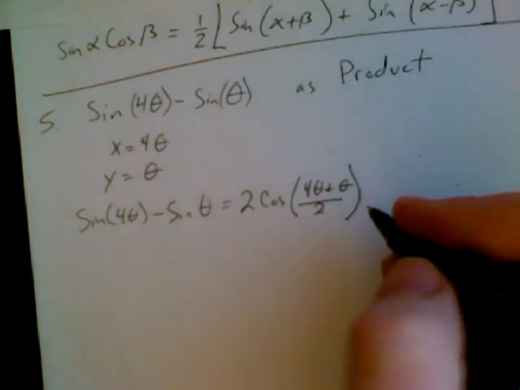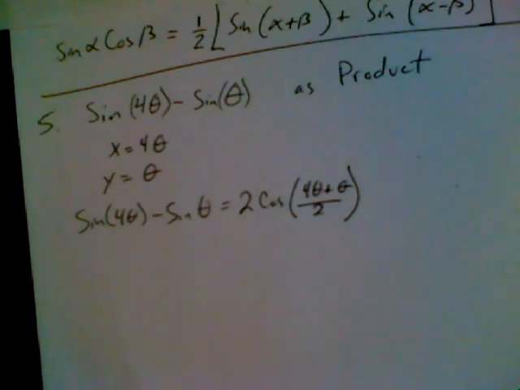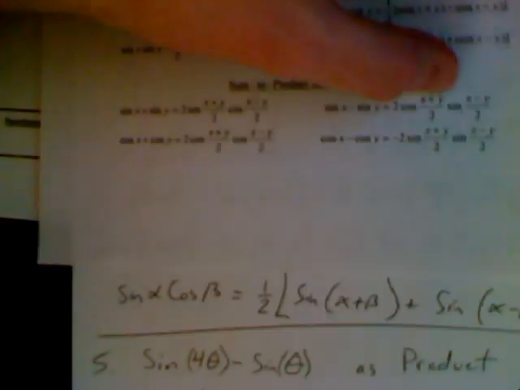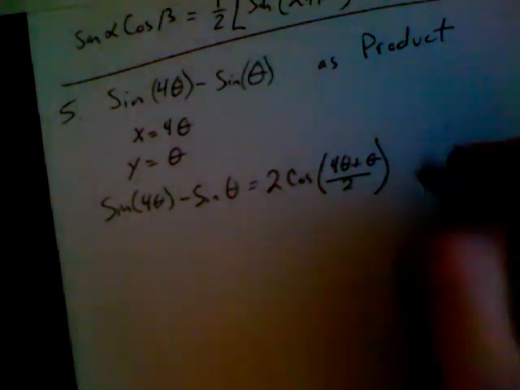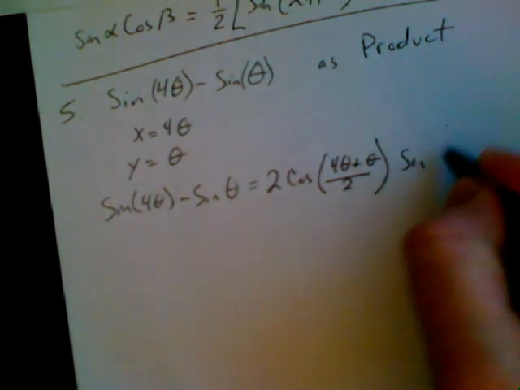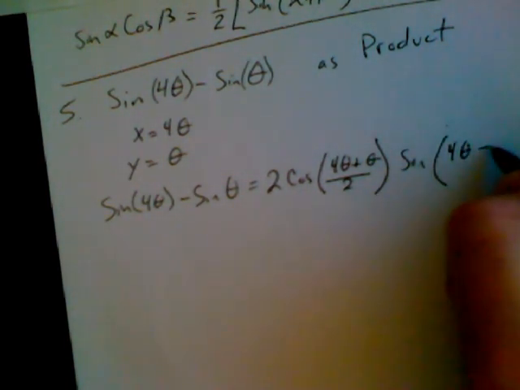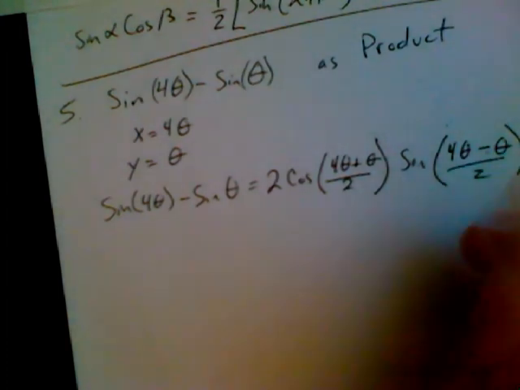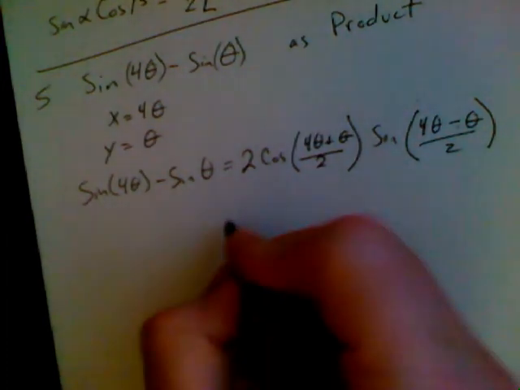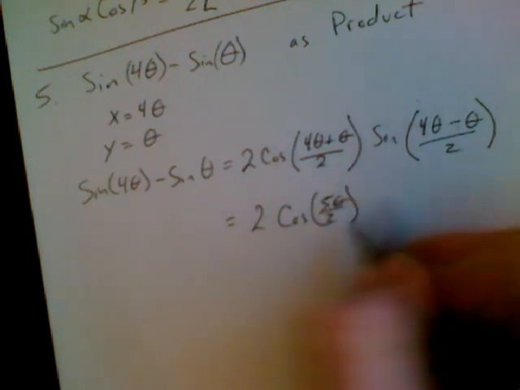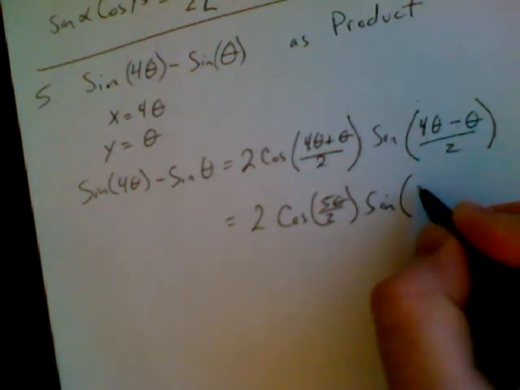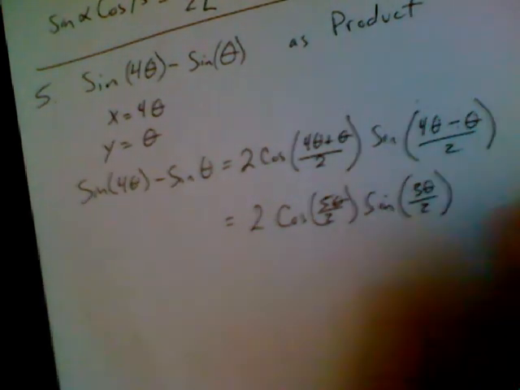Again, just following the identity. You can't see it, but I've got my finger up here following this identity so I don't make any mistakes. So back down here, I have times the sine of (4 theta minus theta) divided by 2. Now that I've done that, this is equal to 2 cosine of 5 theta over 2 times the sine of 3 theta over 2.